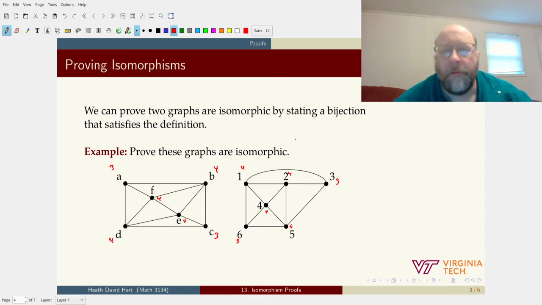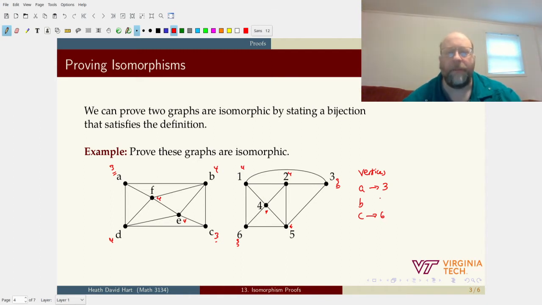So first thing I notice is that I have two vertices of degree 3. And so my renaming, when I start to prove this, my vertices A and C are going to have to go to 3 and 6 somehow. So let's try setting A to 3 and C to 6. See if that's going to create a problem here.